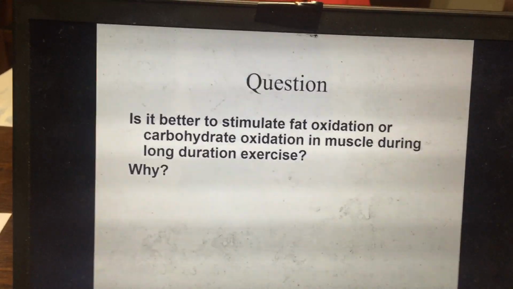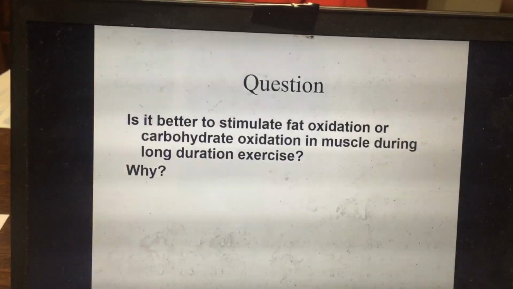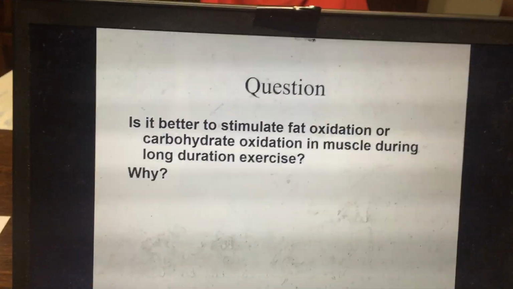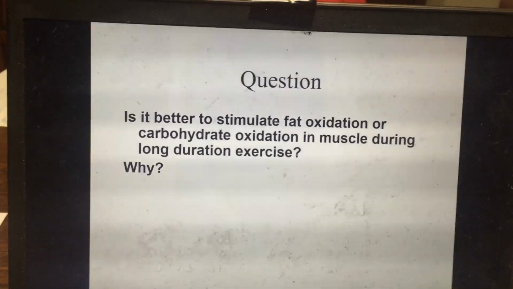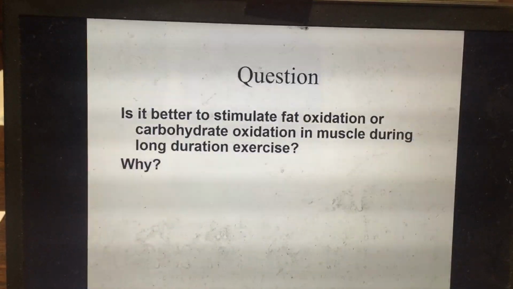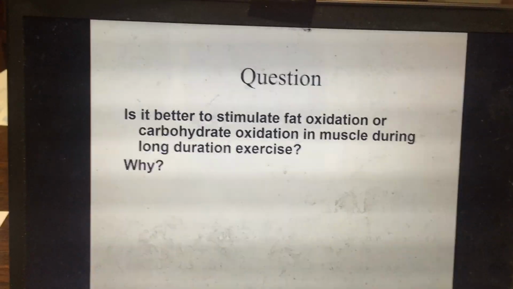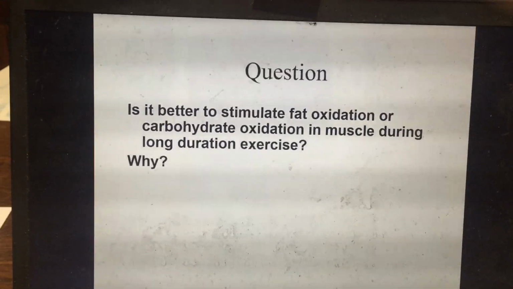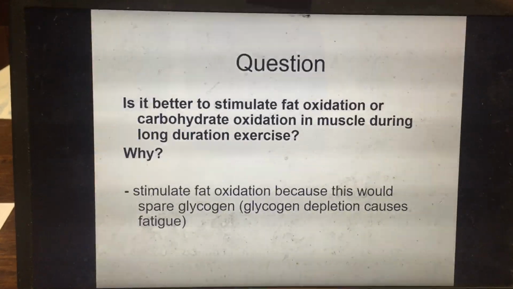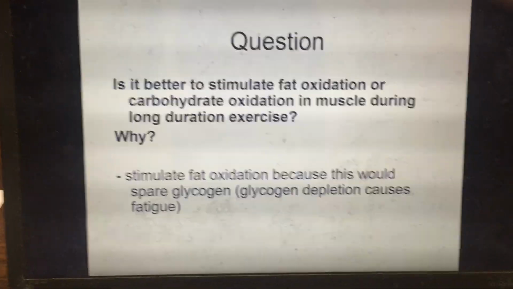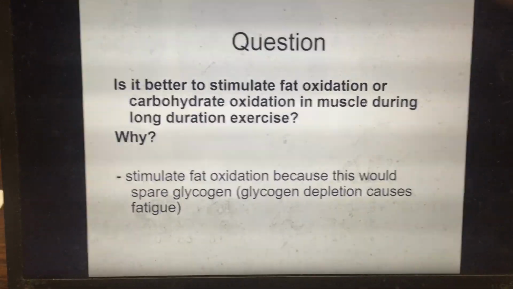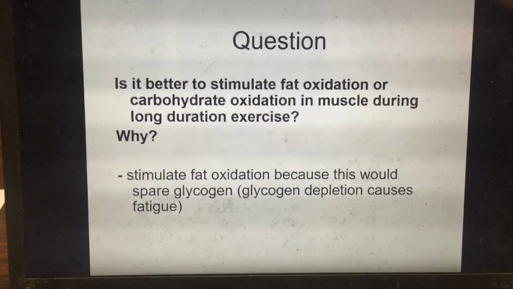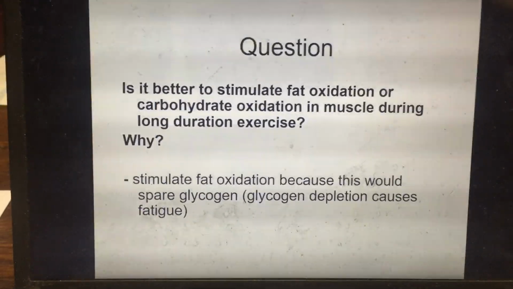Now I'm tying this into the topic of the glycemic index and what it does to insulin levels. So this next question is it better to stimulate fat oxidation or carbohydrate oxidation in muscle during long duration exercise, and then why? This is a bit of a review question. It would be better to stimulate fat oxidation because this spares glycogen, so it spares your carbohydrate stores, and it's ultimately glycogen depletion that causes fatigue during long duration exercise.